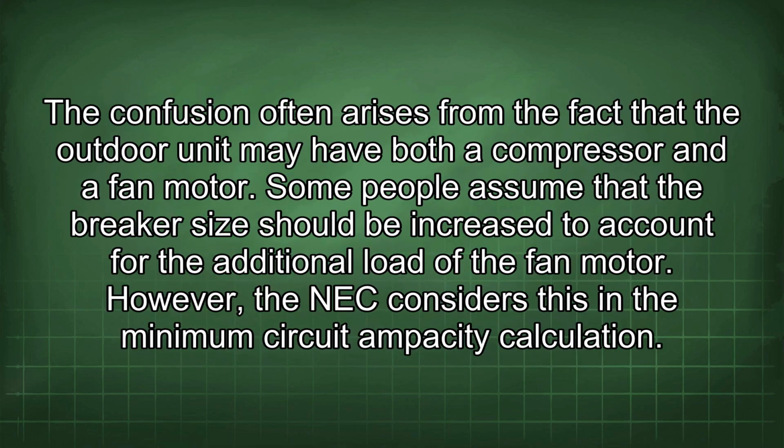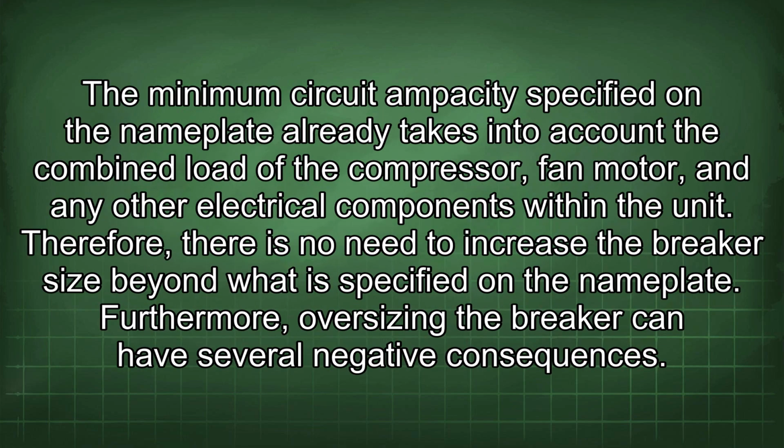The confusion often arises from the fact that the outdoor unit may have both a compressor and a fan motor. Some people assume that the breaker size should be increased to account for the additional load of the fan motor. However, the NEC considers this in the minimum circuit ampacity calculation. The minimum circuit ampacity specified in the nameplate already takes into account the combined load of the compressor, fan motor, and any other electrical components within the unit. Therefore, there is no need to increase the breaker size beyond what is specified on the nameplate.